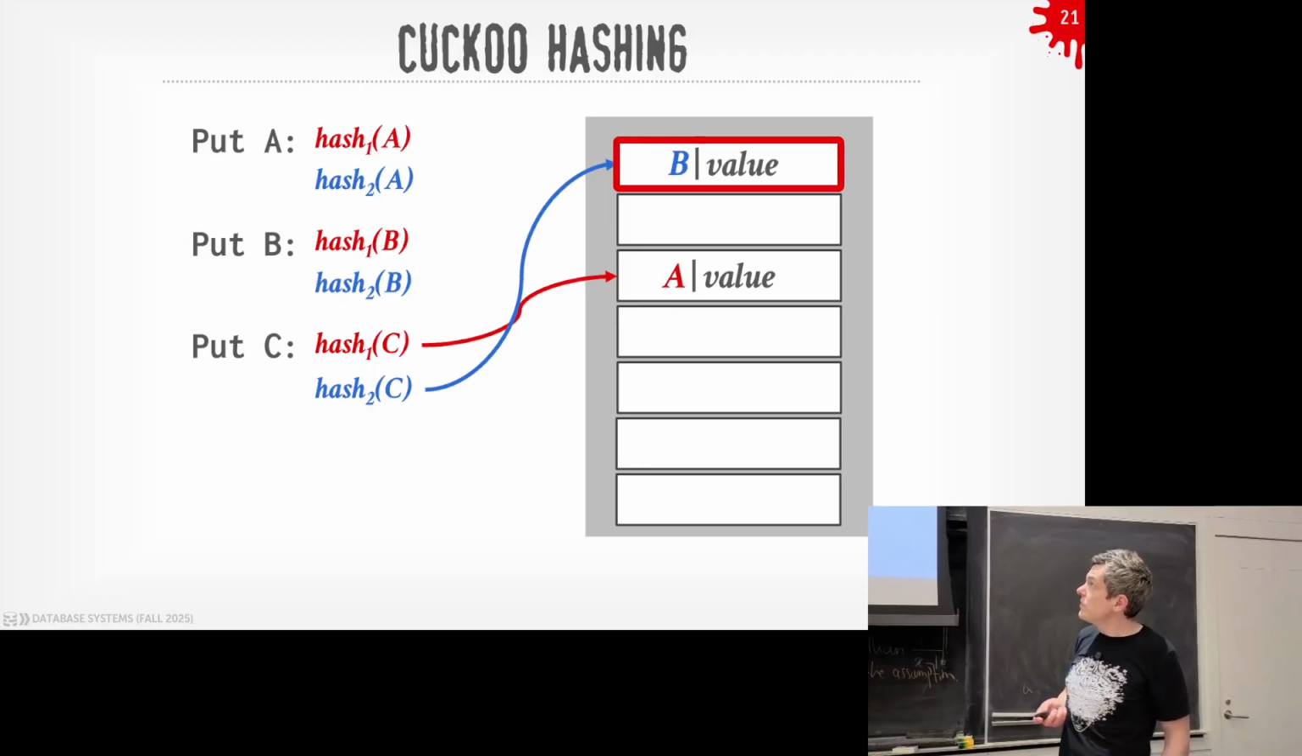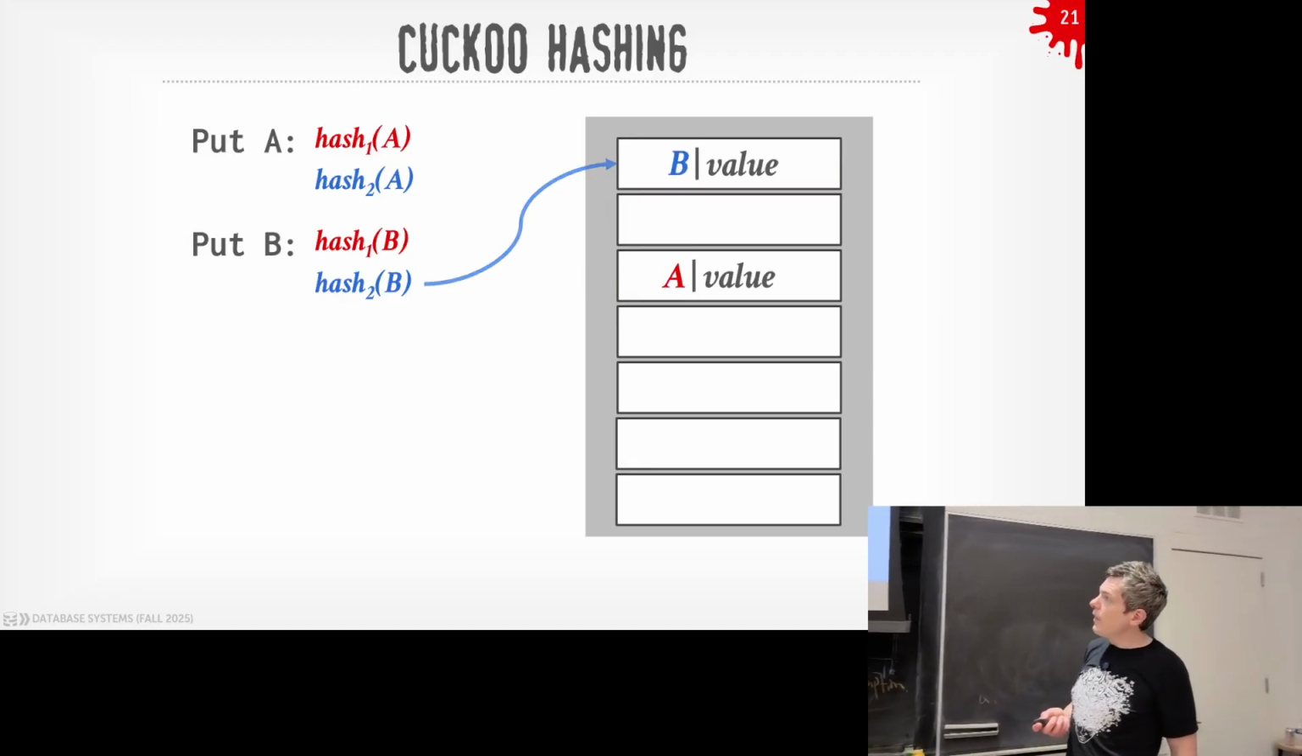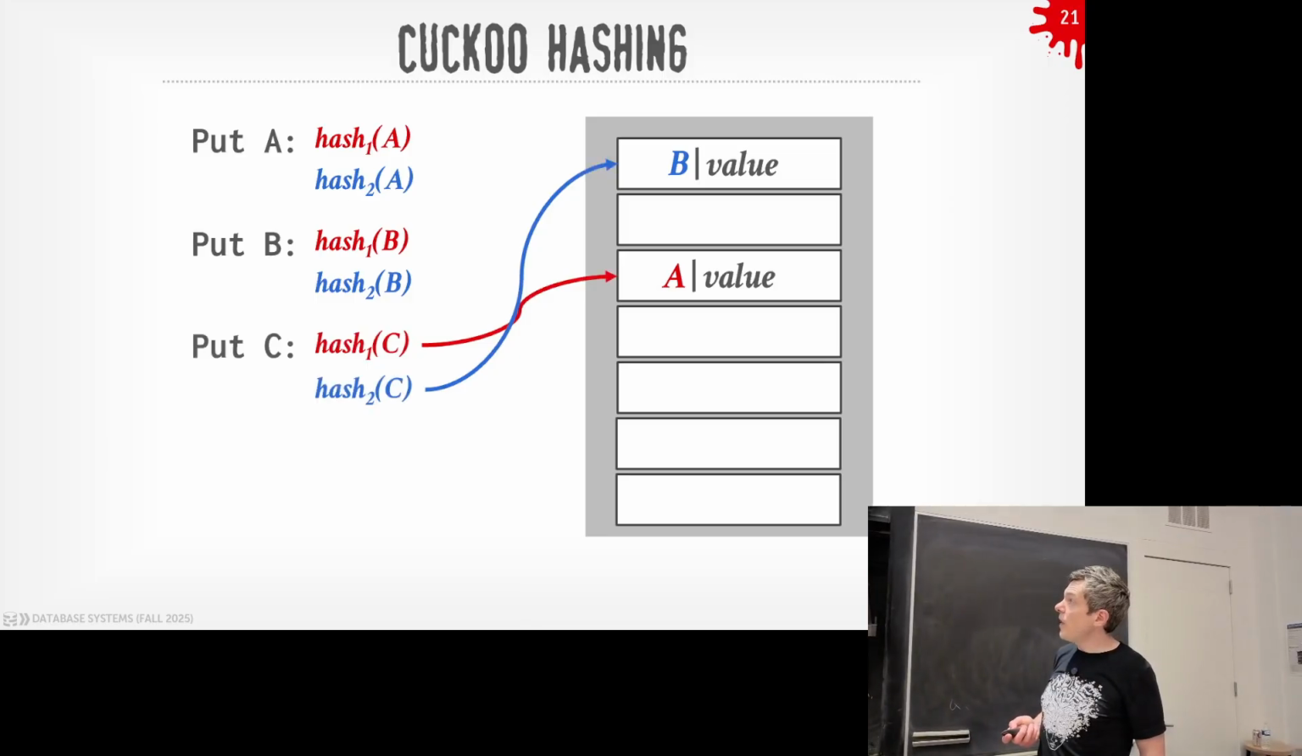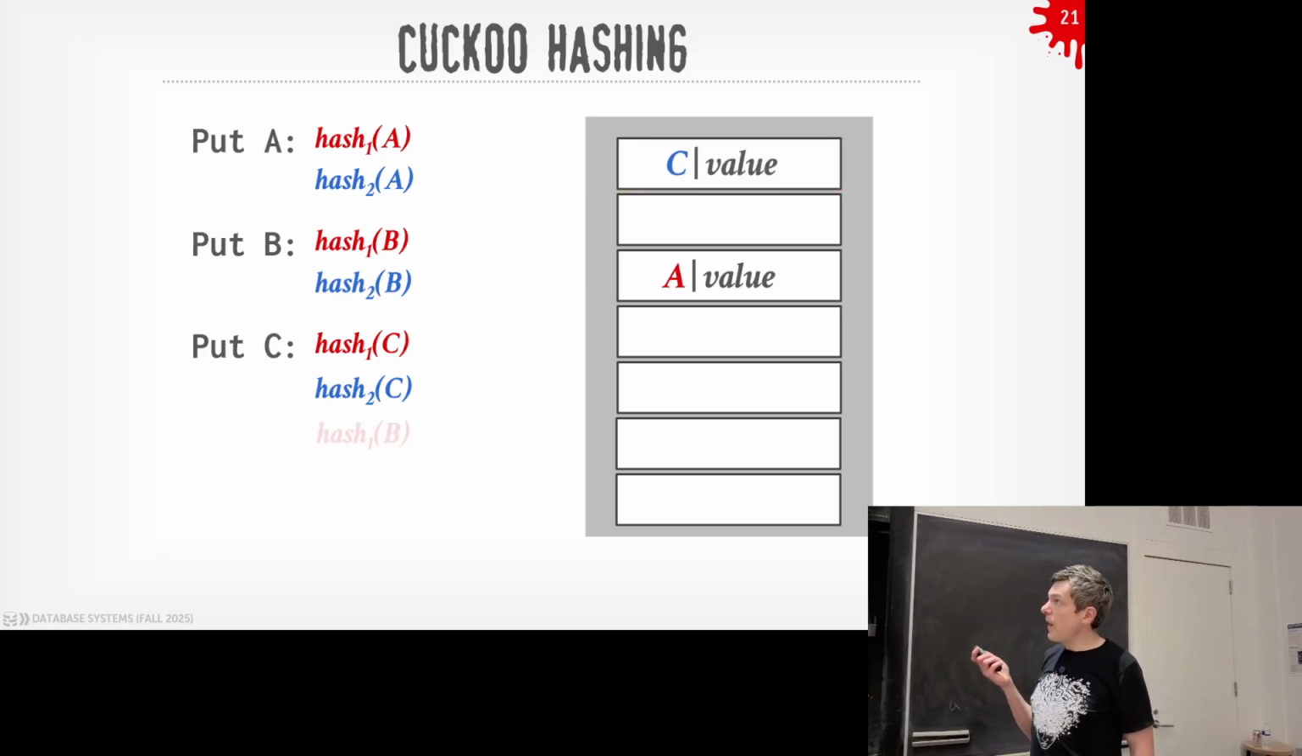So we were here. C collided. We want to insert C. C collided with A and B. We got to pick a victim. Evict B, yes. C goes in there, B pops out, we got to put it back in.